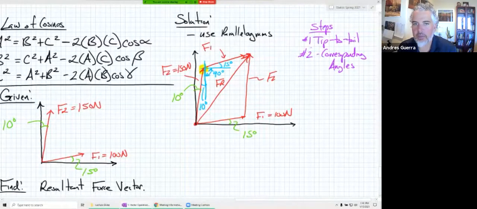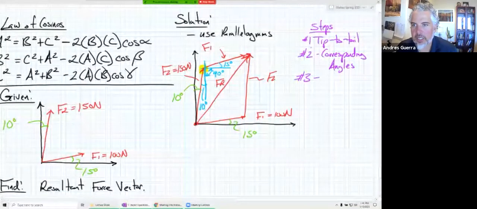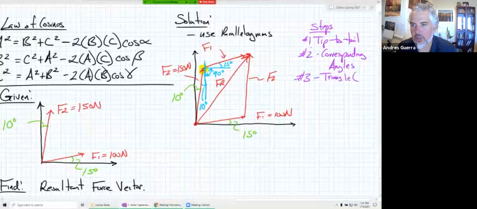So now that we know that angle, right? We know the angle is just going to be the sum of 10 plus 90 plus 15. We know F2 and we know F1. Don't we have three parts of that triangle right there? And so we use our corresponding angles. And then our third step here is going to be to do our triangle geometry. And I guess technically that's our general triangle geometry.